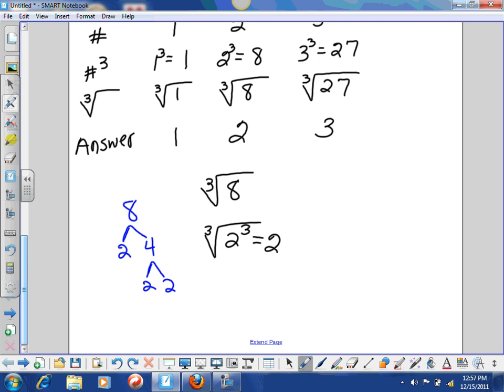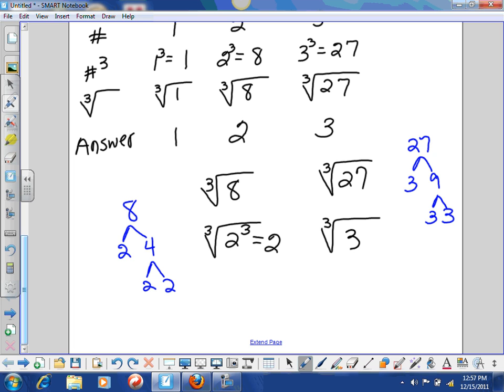Let's look at it for the cube root of 27. Once again, do a factor tree of 27, which is 3 times 9, and 9 is 3 times 3. So we know that the cube root of 27 is the equivalent of 3 cubed. The cube root and the cube cancel each other out, and the answer is 3. That's how you find your perfect squares and your perfect cubes.